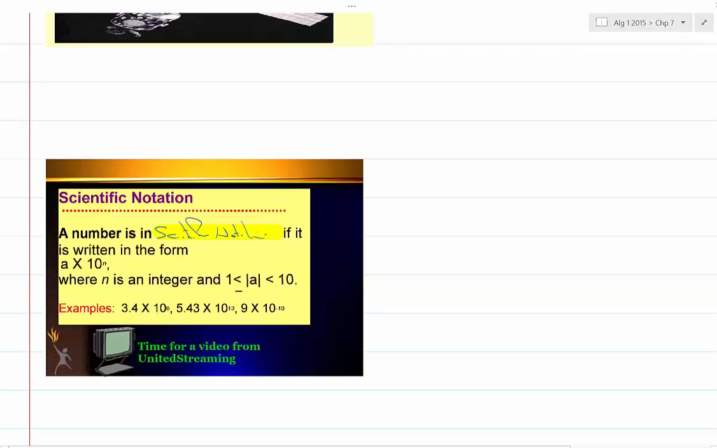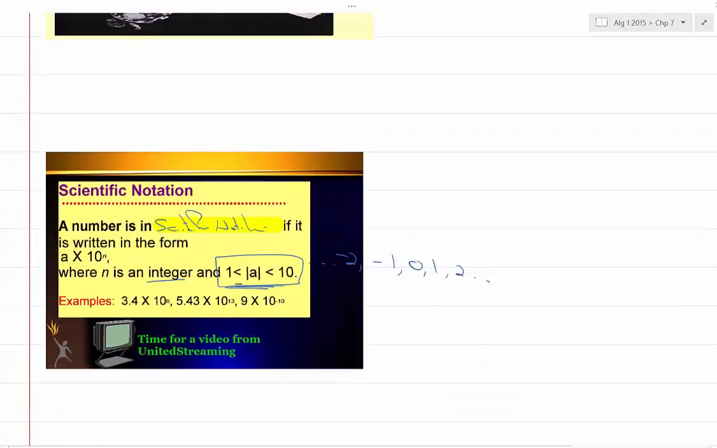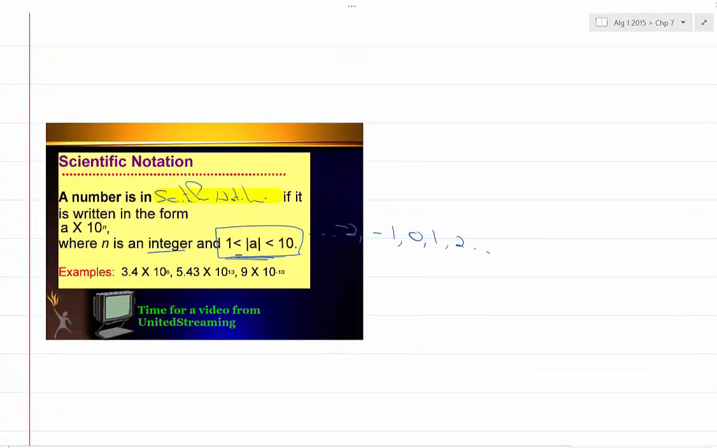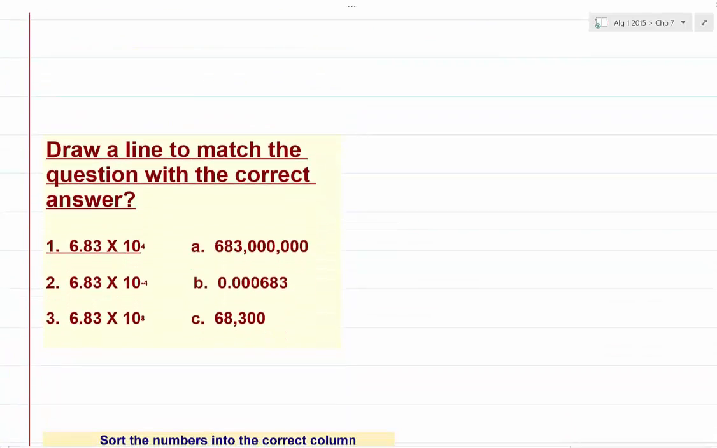If it is written in the form a times 10 to the nth power, where n is an integer, right? Remember your integers: -2, -1, 0, 1, 2. Alright, a has to be between 1 and 10. Notice it can be 1, but it has to be less than 10. So that's what we're talking about up here, you can't have those 2 digits there. So we have a couple of different examples there. And I know from your science class you've matched those up.